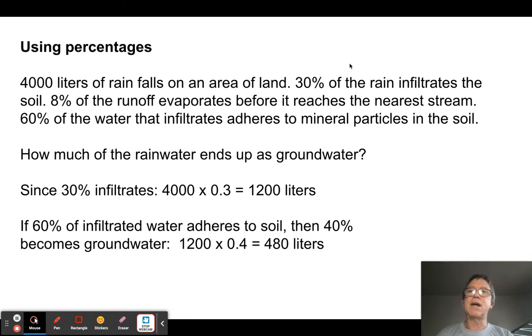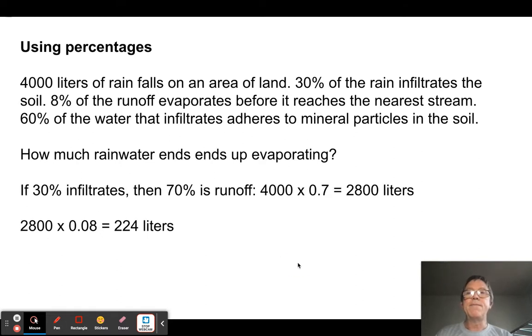So the first thing I do is I say I have 4,000 liters that came down, and of that, 30% infiltrated. So 30% would be 4,000 times 0.3, that gives me 1,200 liters. But of that, what I'm told is 60% of it is going to adhere to mineral particles. Well, if that's the case, what did not adhere? So if 60% adhered, then 40% did not. So therefore, I'm going to multiply this value here by 0.4, and that's going to give me my value. All right, let's try another one here.